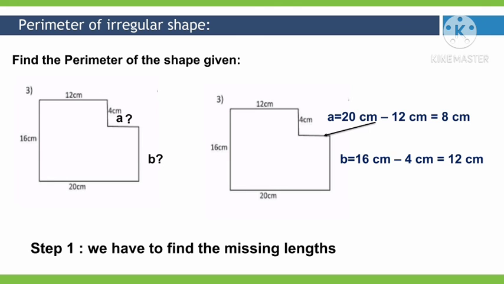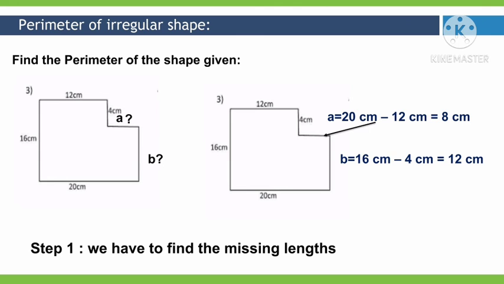In order to find the length of A, it is a horizontal line. So you have to compare it with the lengths of the horizontal lines in the shape. Down below you have a total of 20 centimeter. On the top you have 12. The rest of the line is A. So you can get the length of A by total 20 centimeter minus 12 centimeter. So the length of line A is 8 centimeter.